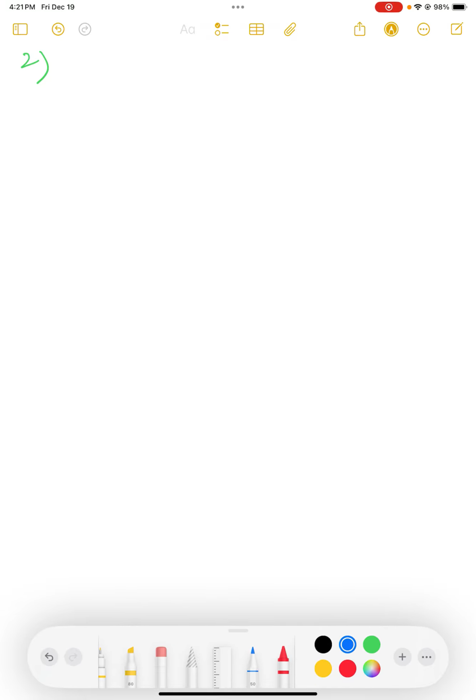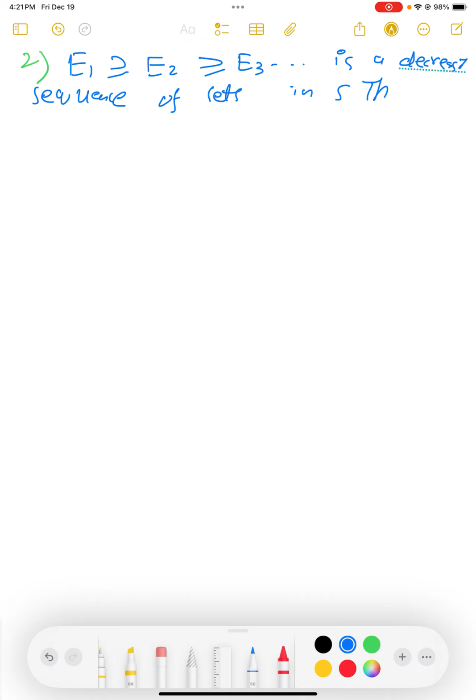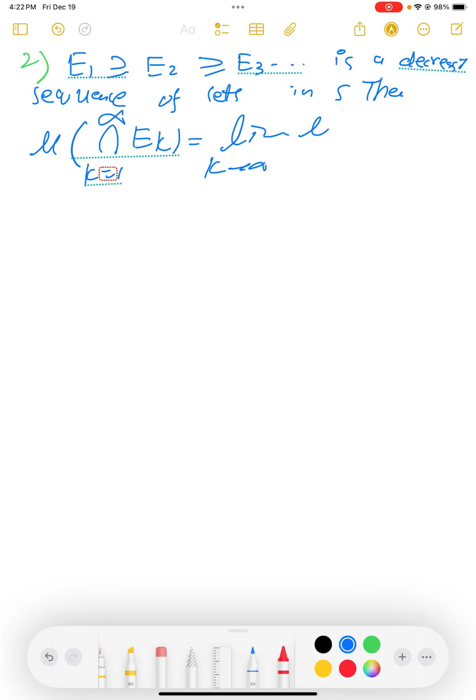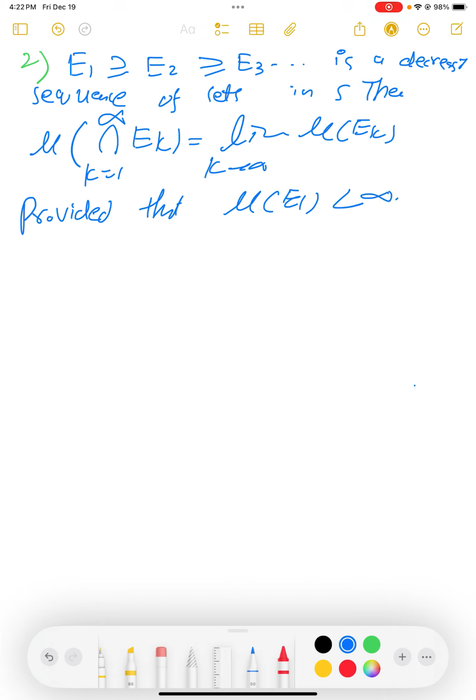So the second proposition is that, in the same kind of setup, we now have E1 contained in E2 contained in E3, and so on, a decreasing sequence of sets in S. Then the measure of the intersection over k from 1 to infinity of Ek is actually the limit as k approaches infinity of the measure of Ek, provided that the measure of E1 is finite. You are going to see that in a minute.